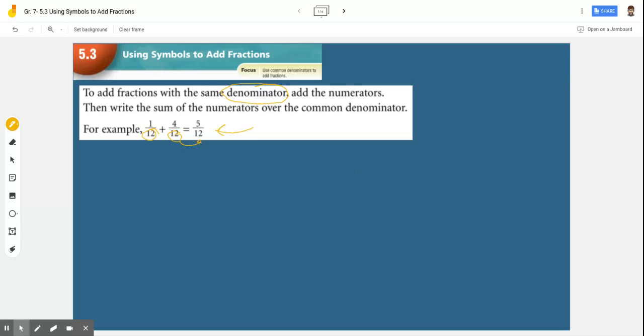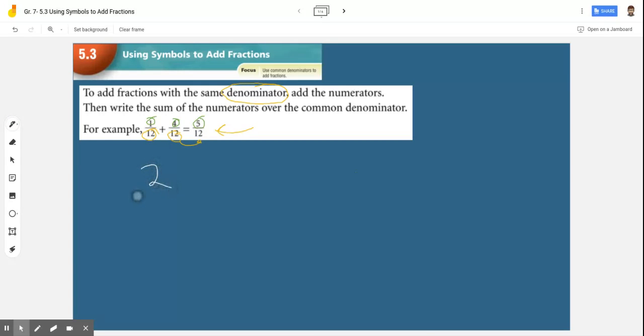Then we just add our numerators, which are on the top, which is 1 and 4, and we get 5. Okay? This does work for every single fraction that has a common denominator.